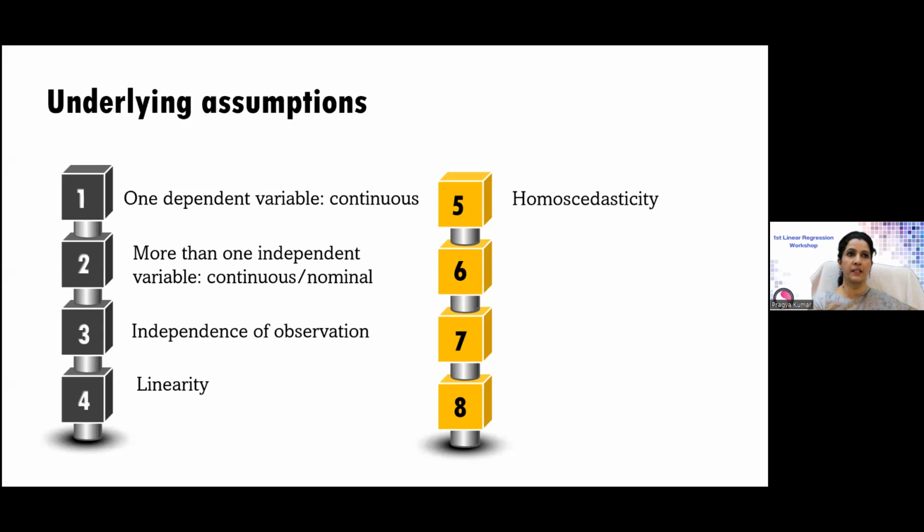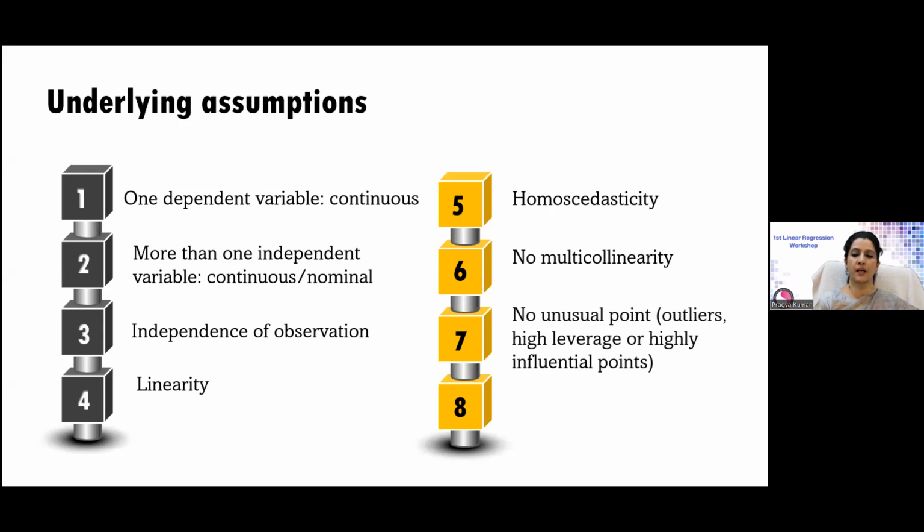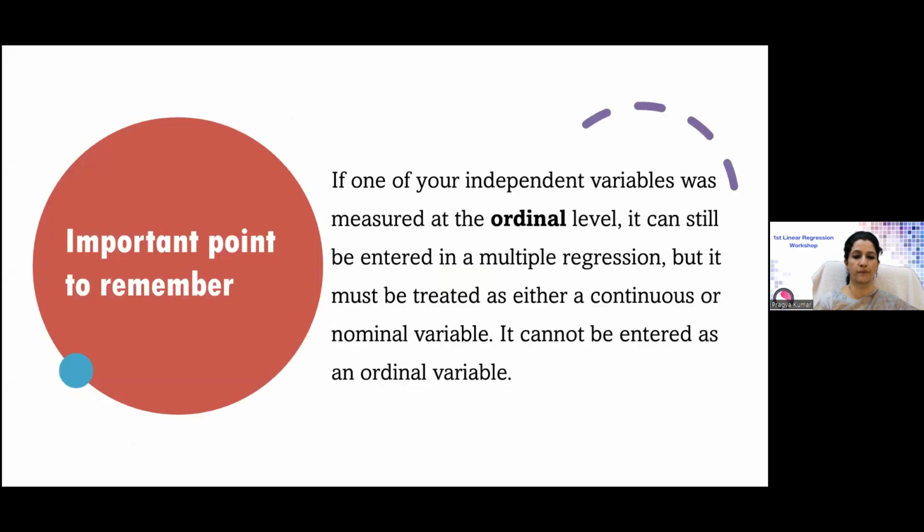Then there should be linearity in the residuals. There should be homoscedasticity, that means the variance of those residuals should be similar across the fitted values of the predicted value. Then there should not be multicollinearity. This concept we will learn, because I have not touched this concept yet. And then there should not be unusual points like outliers, high leverage, or high influential points. And then the residuals should be normally distributed, as we see by the PP plot and the QQ plot.